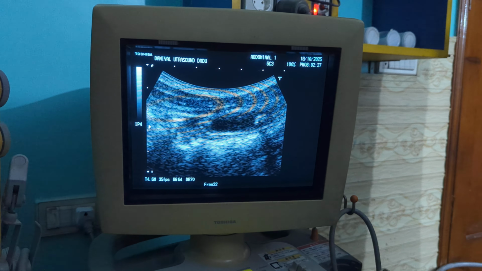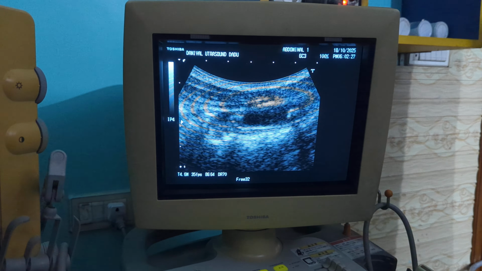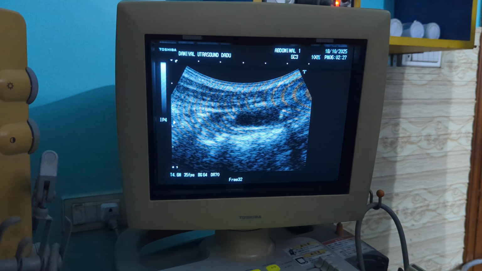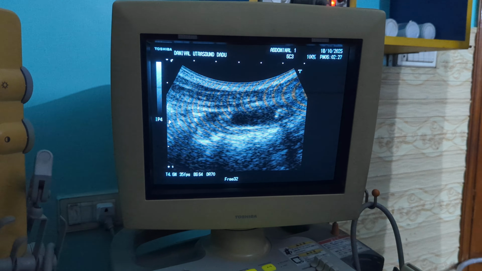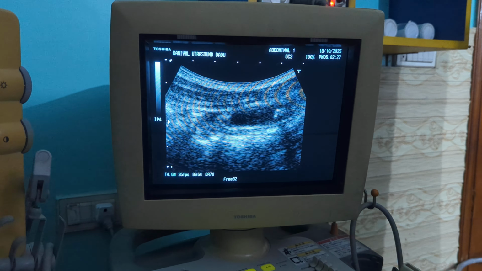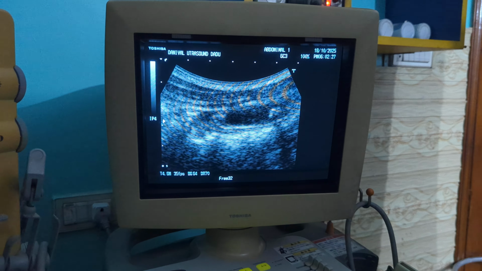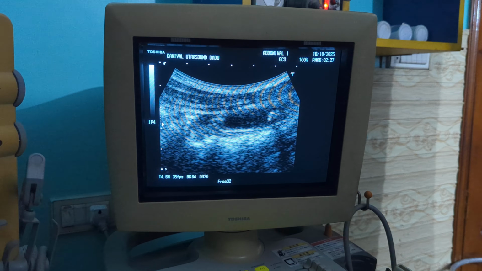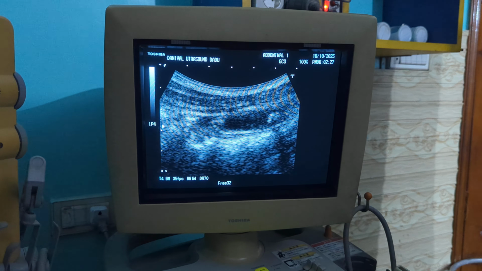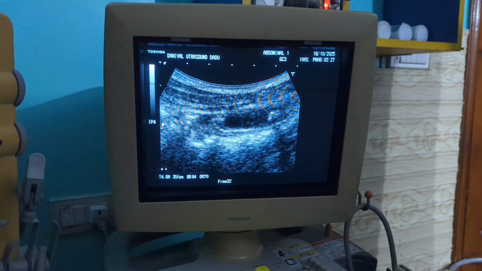Today we have got an interesting topic, that is appendicular lump with two fecoliths or appendicoliths with no signs of rupture. This is an interesting topic. So on today's ultrasound, we can see here the findings consistent with an appendicular lump in the right lower quadrant of abdomen at the ileocecal region.